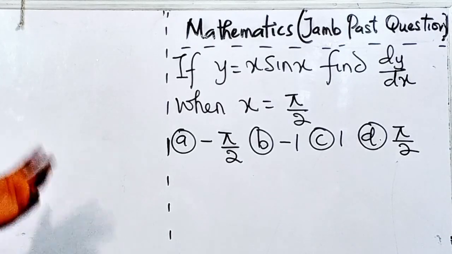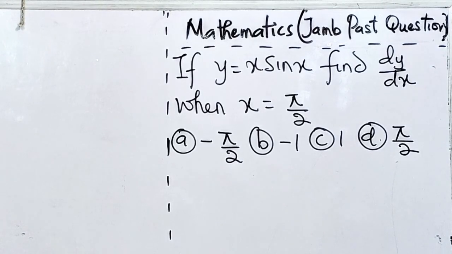Today we shall be looking at mathematics. Now we have a JAMB pass question on the board. It reads, if y equals x sine x, find dy dx when x equals pi over 2. Now these are the options. So how do we solve this question? Let us go.